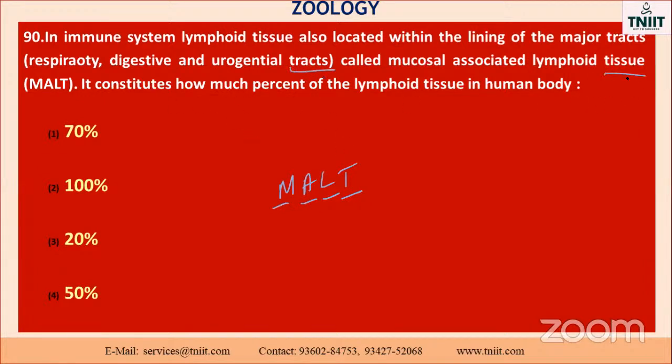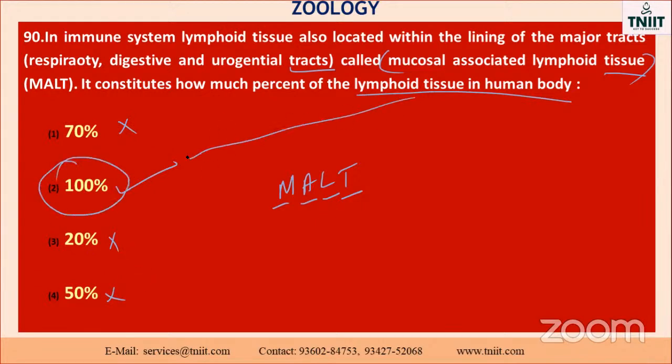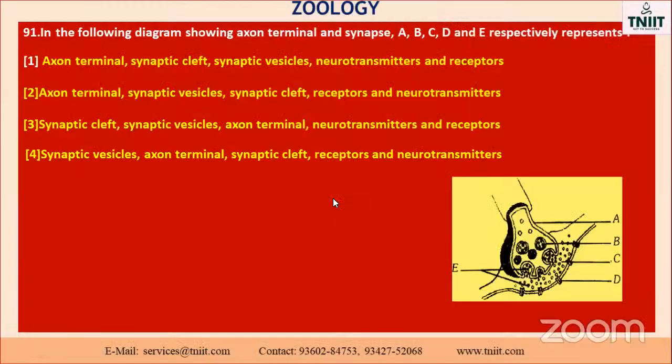Okay. So the mucosal tissues constitute how much percentage of lymphoid tissues in the human body? How many percent, do you know? It is not 70%, it is not 20%, it is not 50%. Only 100% of the lymphoid tissues is present in it. So this is the answer, my dear.